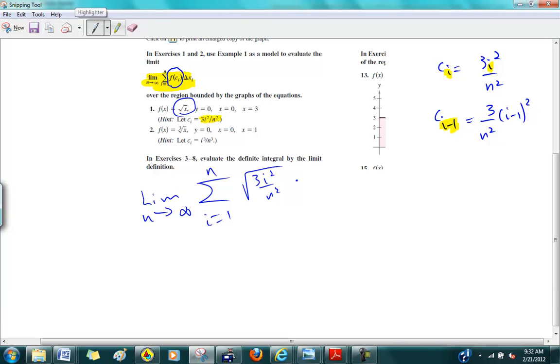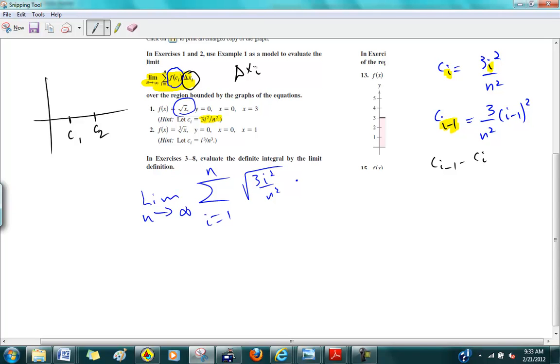And see how you have a delta xi here? That is the width of each rectangle. To get the width of each rectangle, you're going to subtract C(i minus 1) minus Ci. You're going to take the difference of these two, because these two are giving you the coordinates of the left corner. So C1 and C2, the difference of those two will give you the width of the rectangle. You guys with me on that? And remember, delta xi is the width of a rectangle.